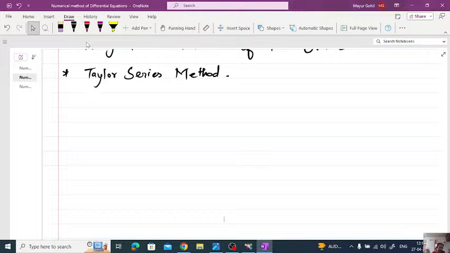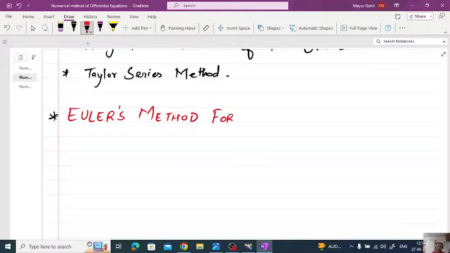So let me give you Euler's method formula. Let's begin now. This is our Euler's method, we are going to start. Euler's formula or Euler's method, you can call it, for solving differential equations.